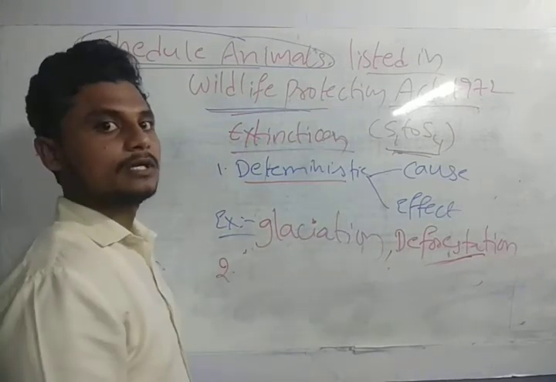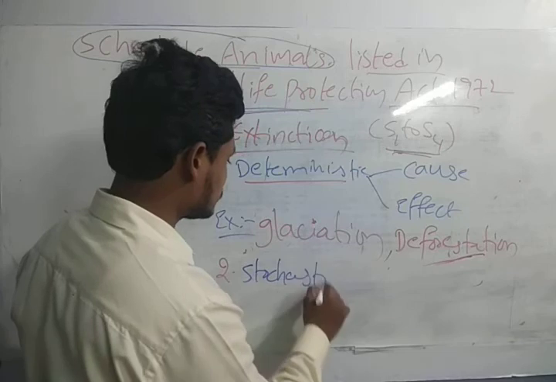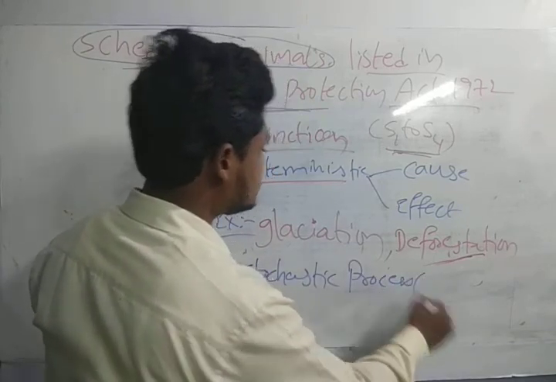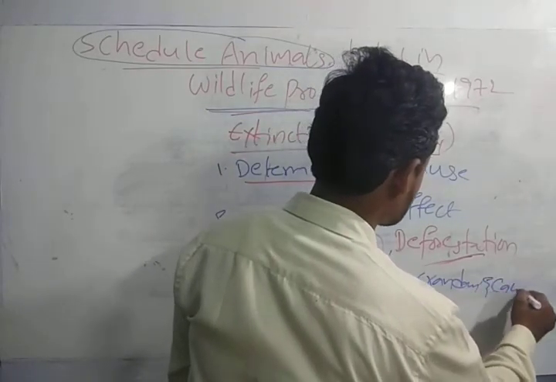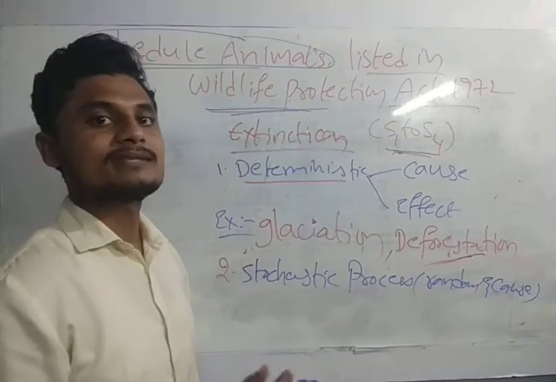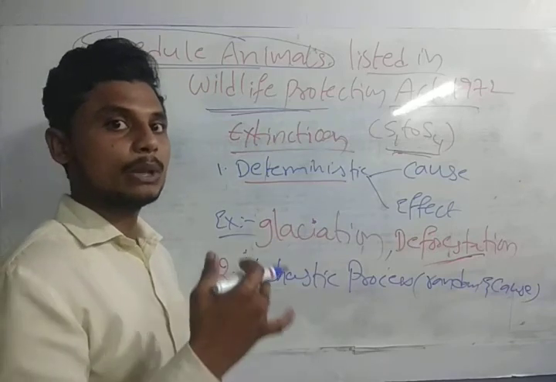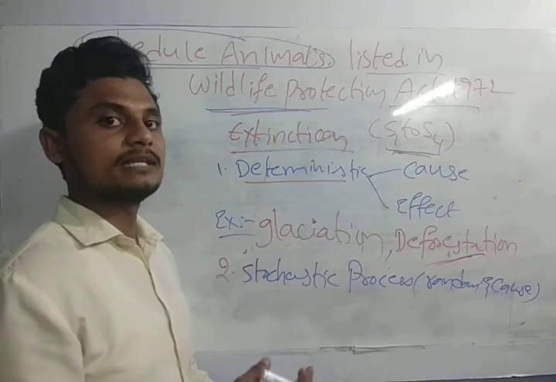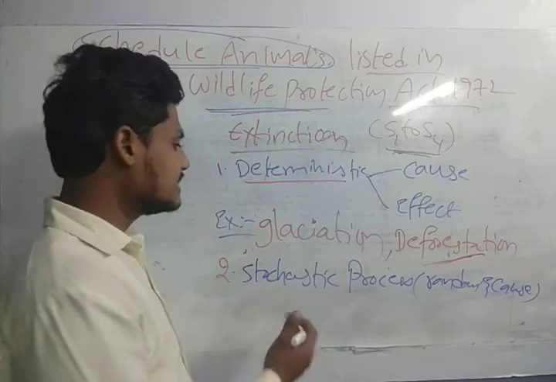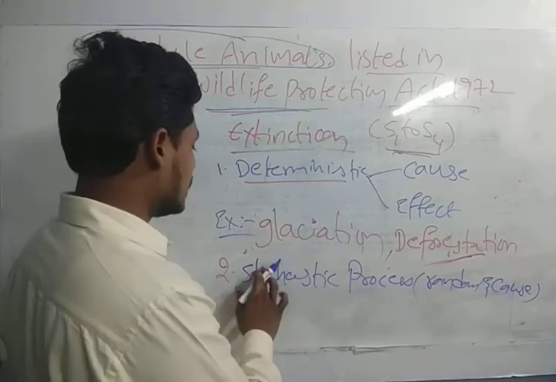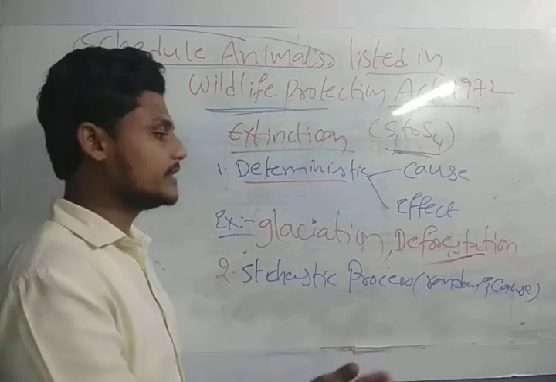The second one is called the stochastic process. It is called the random cause. Like we are having the floods, guys, cyclones, and we have droughts. Then the food supply, that is the food available, will be decreased. The volcanoes. So that random cause and effect is called the stochastic process. In the stochastic process, it is going to destroy unknowingly, effectively, randomly.